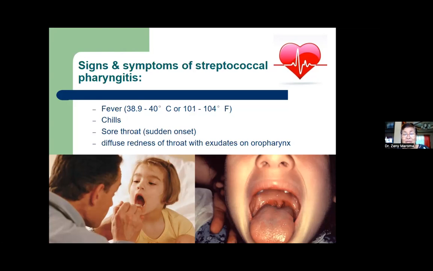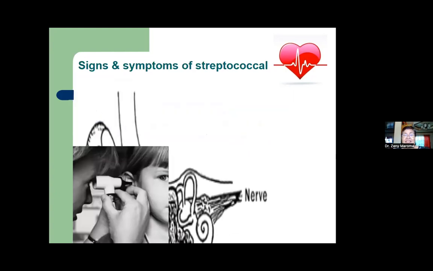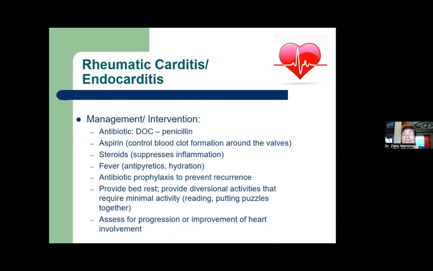So there's inflammation: pharyngitis, tonsillitis. There are also enlarged and tender lymph nodes, cervical lymphadenopathy, common in children. They also have abdominal pain, acute sinusitis and acute otitis media. So they really need to be examined carefully to be given medication. Prevention is best by prompt treatment of an upper respiratory tract infection. The antibiotic of choice, or drug of choice, is penicillin.